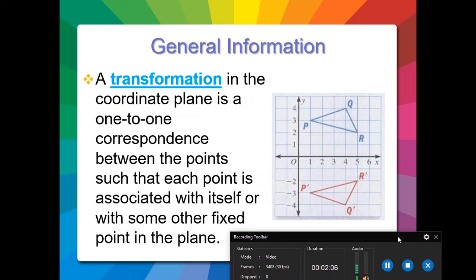This is our formal definition of a transformation. Basically, it's a one-to-one correspondence between points. So for every point on the pre-image, you should also find another point for the image somewhere else in the coordinate plane. Remember, you can stop the video at any time to catch up on your notes.